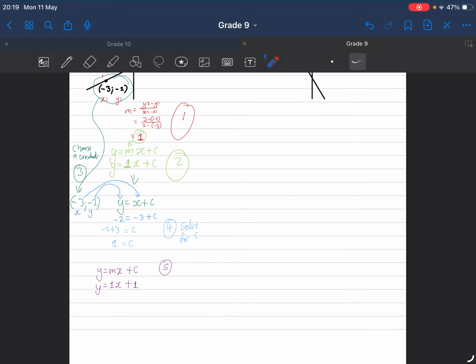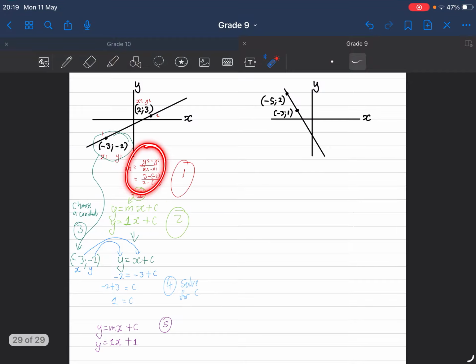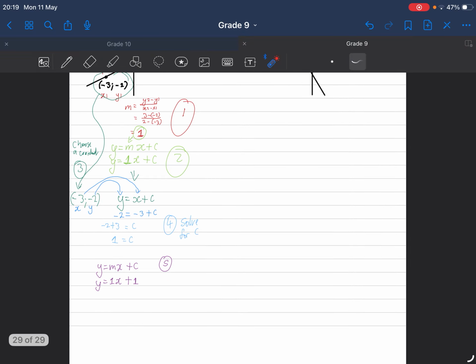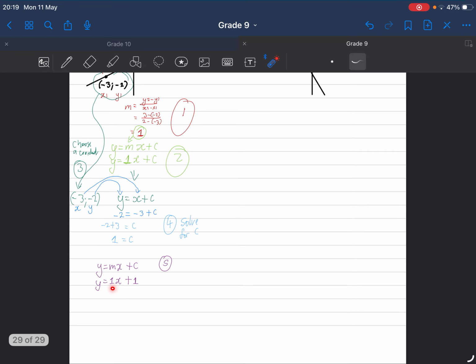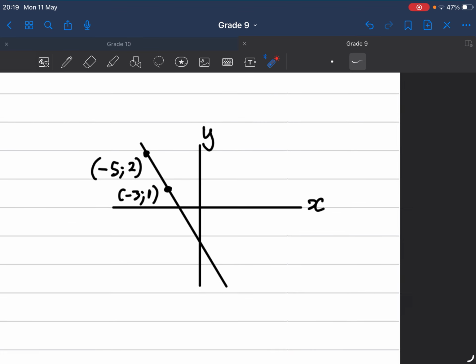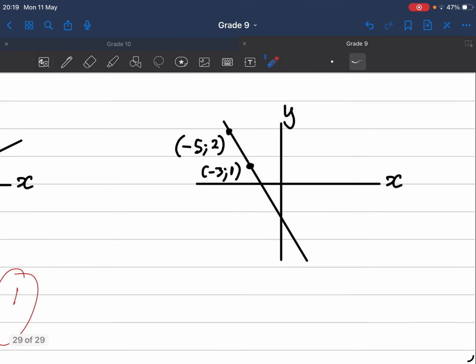So recap: gradient, substitute gradient into equation, choose a coordinate and substitute it for x and y, use that to solve for c, and then put it into your final equation and you're done. So we needed m and c and we found them. Take that down, pause the video, try this.